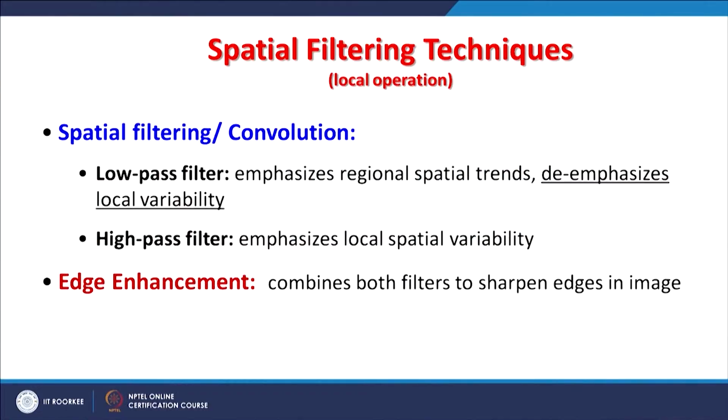These are the two major types of filters. In the high pass category, one we can put as edge enhancement, which combines both filters but mainly focuses on the edges of your main feature. Suppose there is a road, and you want to emphasize that road on an image, or a linear feature on a satellite image, maybe a geological feature or some other feature, then for that purpose we use edge enhancement. Locally the features which you want to emphasize are enhanced, and regional things are not enhanced there.